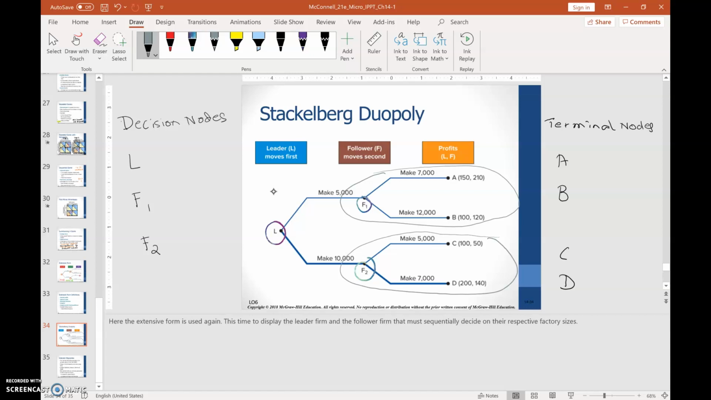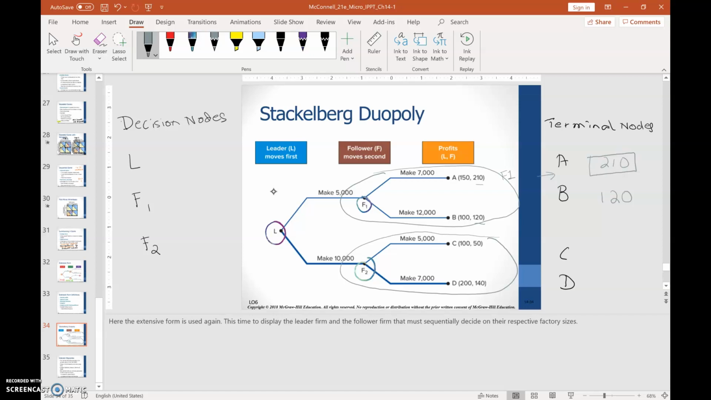So I'm going to look at terminal nodes A and B, which is from the first subgame, and look at the second numbers, which are 210 and 120, and choose the highest of these two numbers. I'm going to choose 210 because 210 is greater than 120. So the solution to subgame F1 is terminal node A.